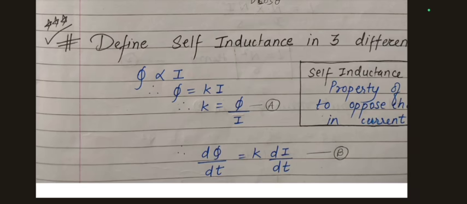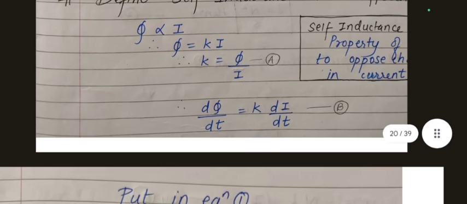So phi will be equal to k into I. Now just rearrange the formula, k will be equal to phi by I. Okay, now denote it as 1 or A. Now the same formula, d phi by dt, we are just rearranging the formula.